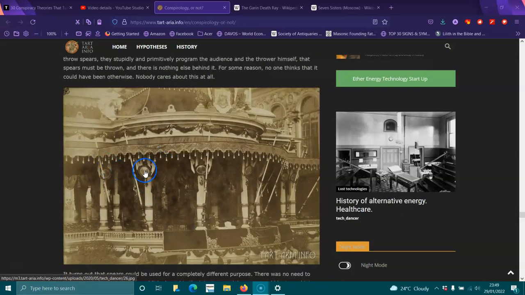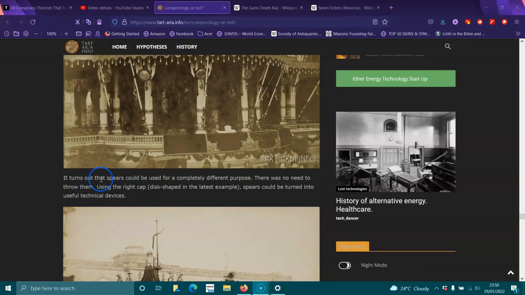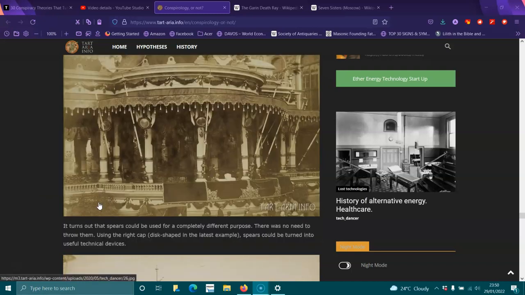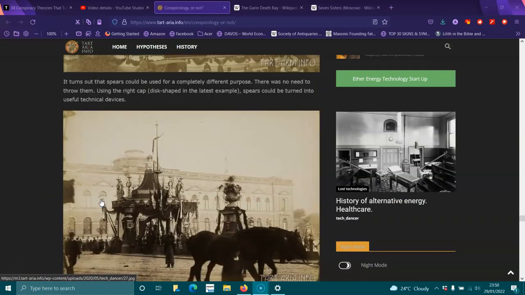Look what we got here. It's so beautiful. Wow. What's going on in here? Turns out that the spears could be used for a completely different purpose. There was no need to throw them. Using the right cap, disc-shaped in the latest example, spears could be turned into useful technical devices. That's why they had to wear the chainmail.